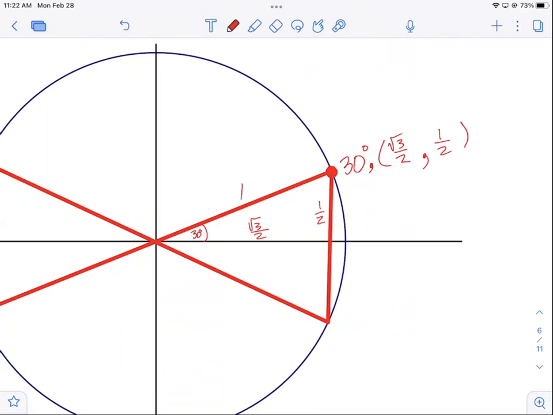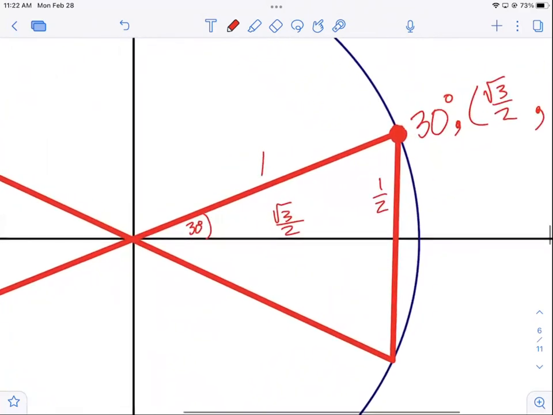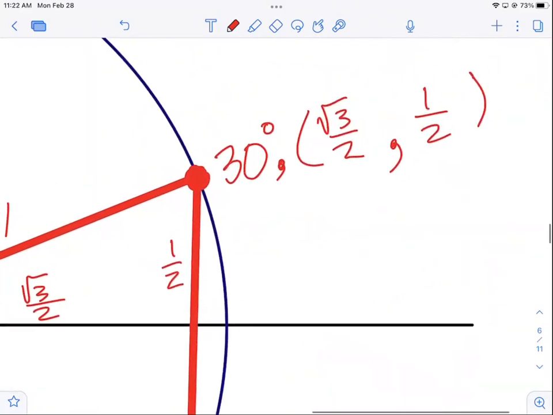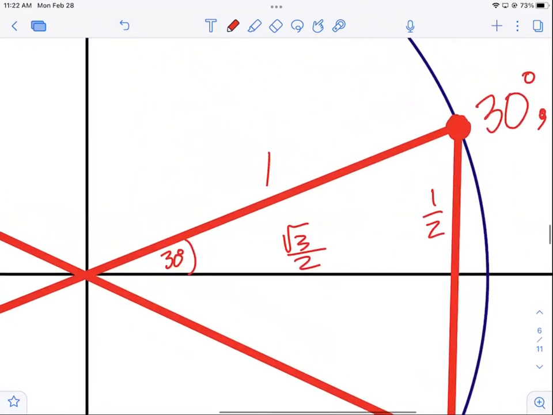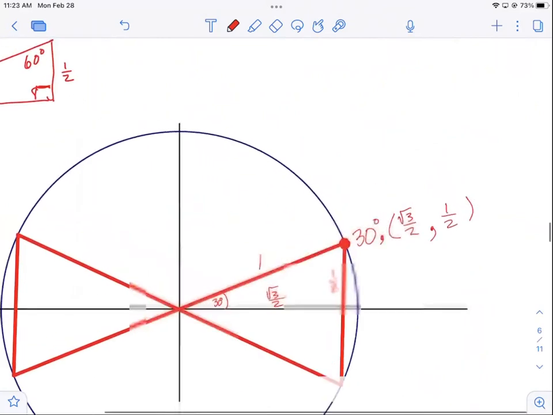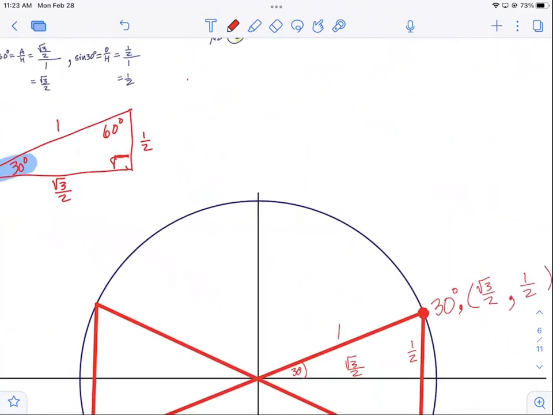Does that ring a bell? Have we looked at that? What would the cosine of 30 degrees be? Well, just look at the picture. The cosine of 30 degrees is x over r. That's the square root of 3/2 over 1, which is square root of 3/2. That's the x coordinate. What's the sine of 30 degrees? Well, it's y over r. That's 1/2 over 1, which is a half. Guess what? That's the y coordinate. Holy moly smokers.